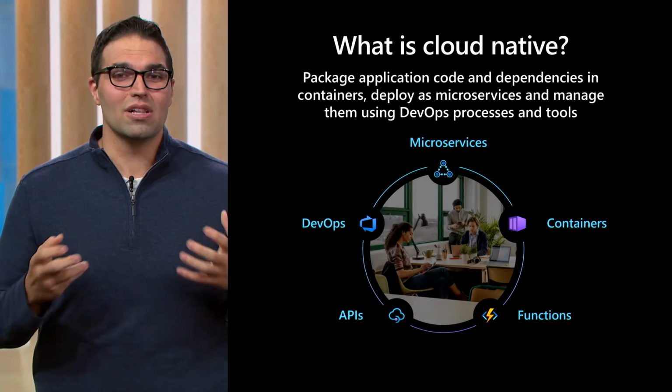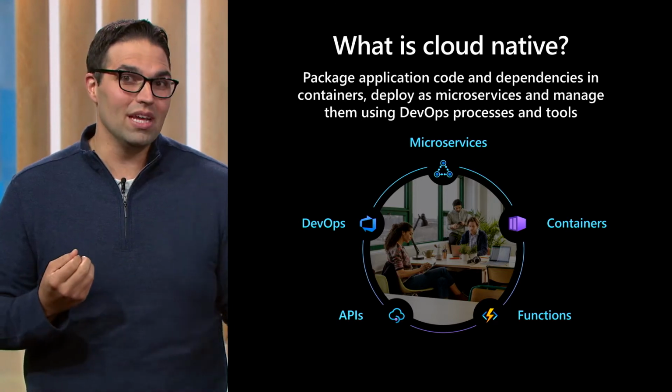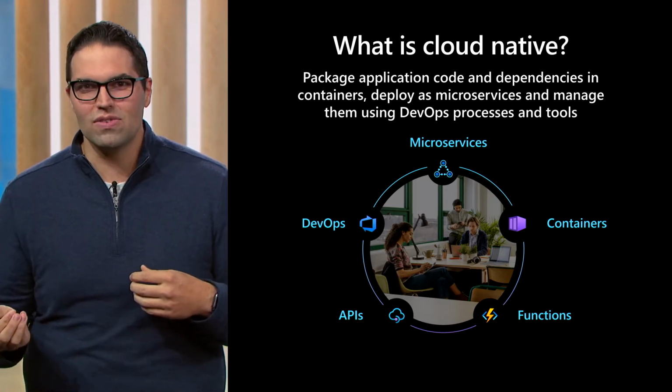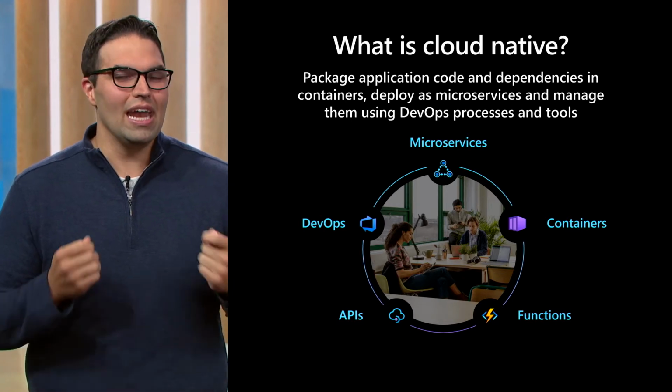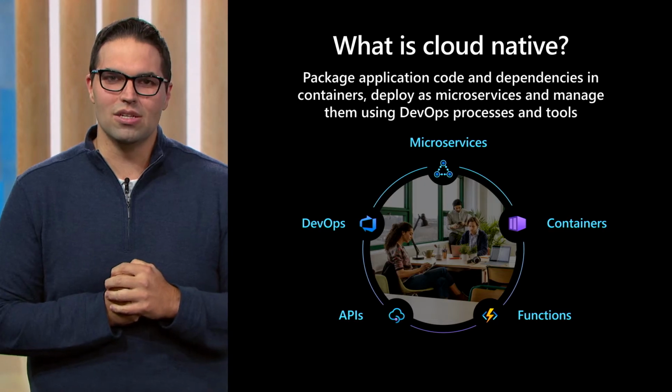In simple terms, cloud native refers to packaging application code and dependencies within containers, deploying microservices or event-driven functions, and exposing events and APIs, all managed with DevOps processes and tools. Technologies like Kubernetes, containers, serverless functions, APIs, and DevOps are all how developers come to get new agility, reliability, and face the security challenges that they have today.